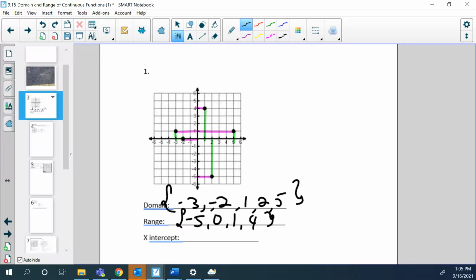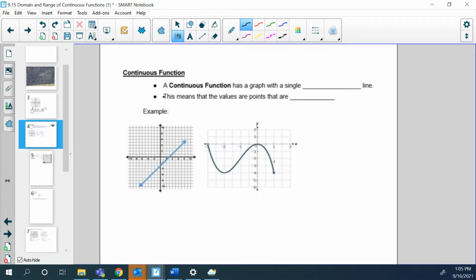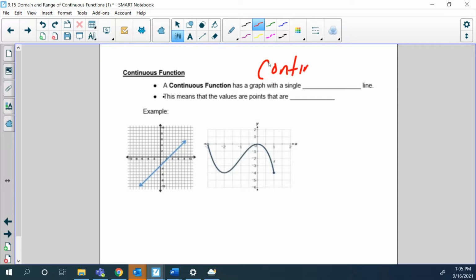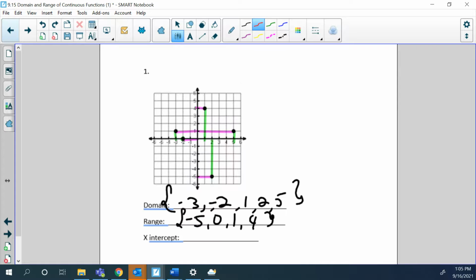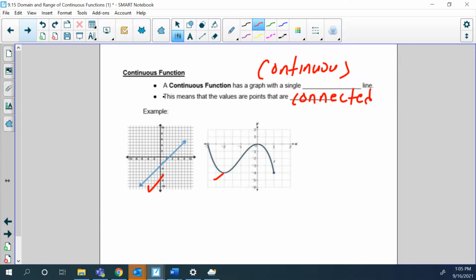Now let's look at finding domain and range for continuous functions. A continuous function has a graph with a single continuous line. This means that the values are points that are connected. They are connected. And so here, these are our continuous functions. And over here, we have discrete dots, points on the graph. So make sure you understand the difference.